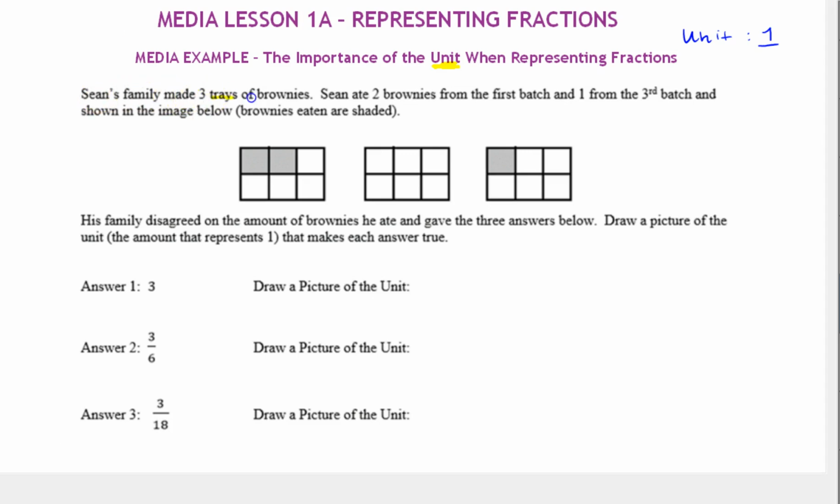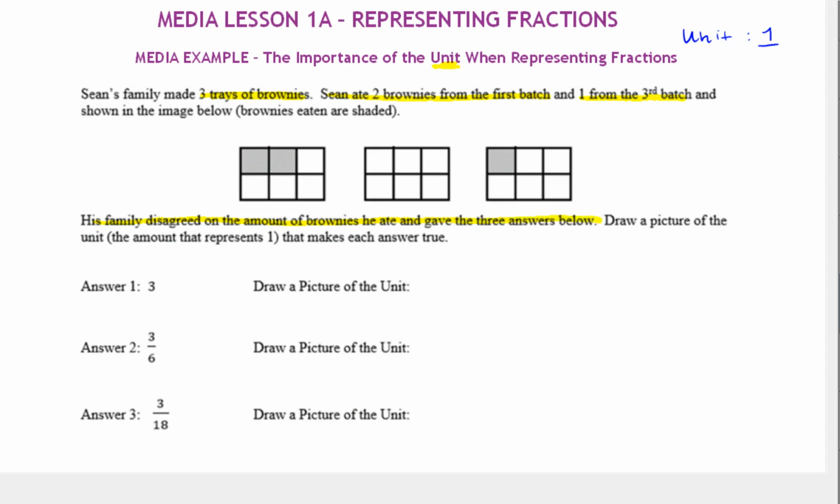Sean's family made 3 trays of brownies. Sean ate 2 brownies from the first batch and 1 from the third batch, as shown in the image below. So here are the 3 trays of brownies, and he had 2 from this batch and 1 from this batch. So these are the brownies that he ate. Now his family disagreed on the amount of brownies he ate and gave the 3 answers below.